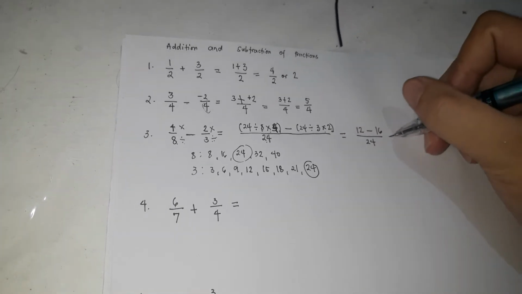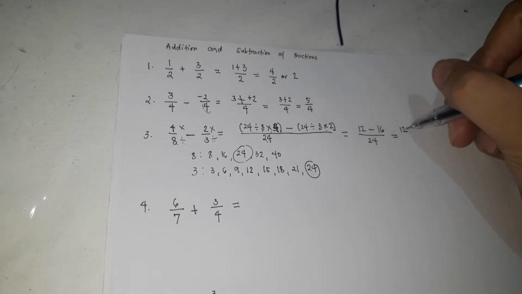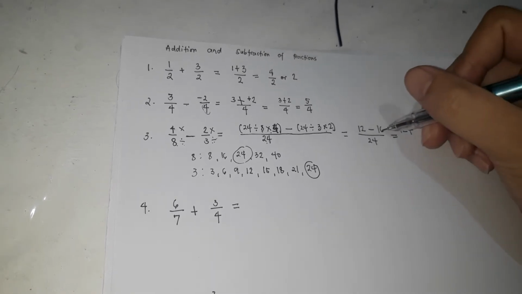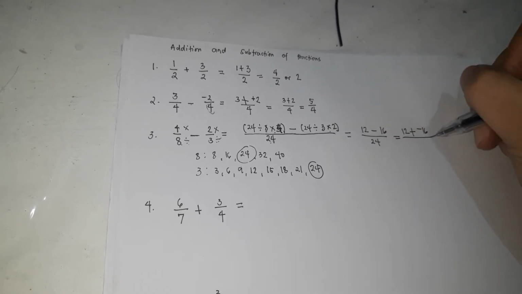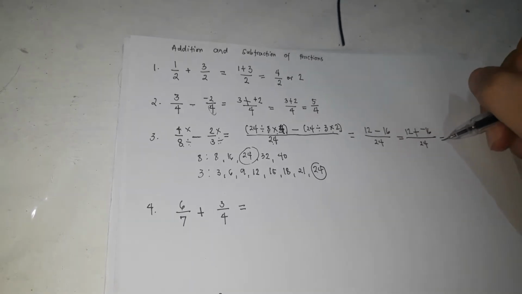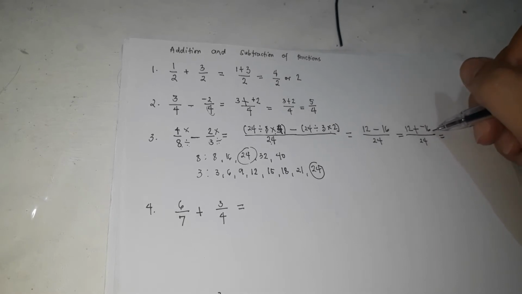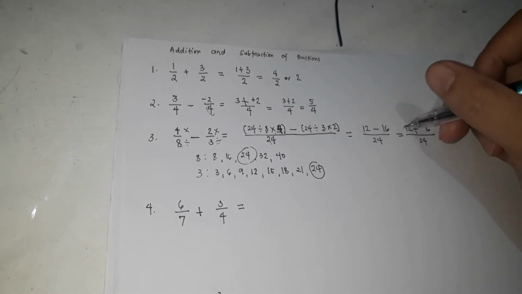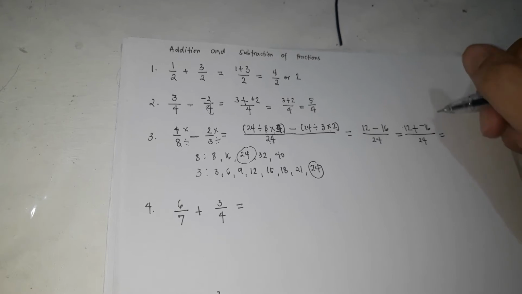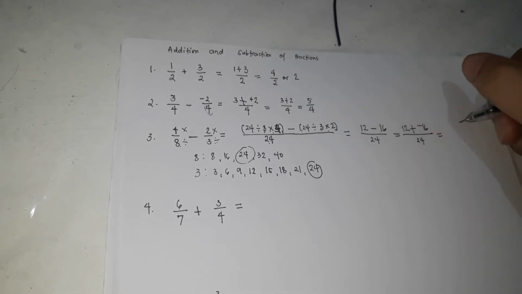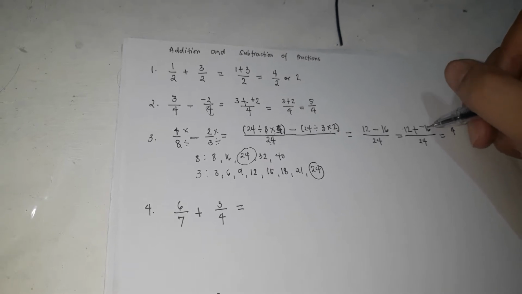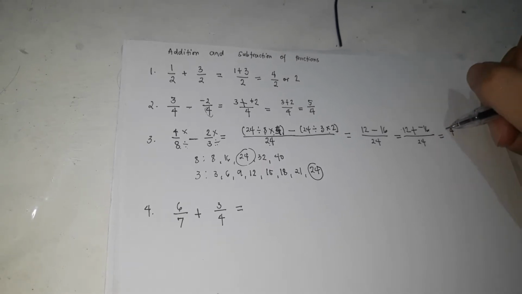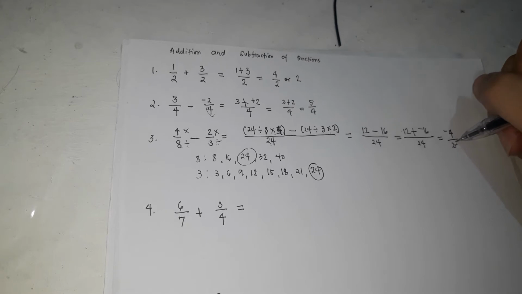Because this is minus, you're going to change the minus to plus. The positive 16 becomes negative 16 over 24. So 12 plus negative 16, because one is positive and the other is negative, so 16 minus 12, it's 4. Copy the sign of the bigger number. So 16 is bigger, the sign is negative, over 24.